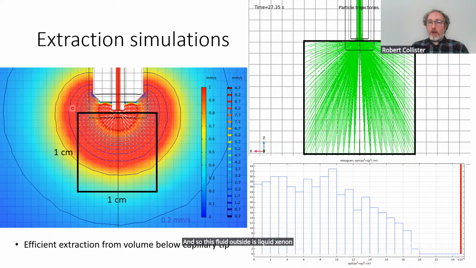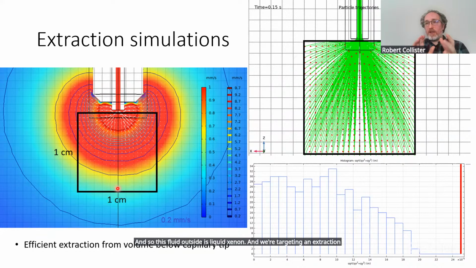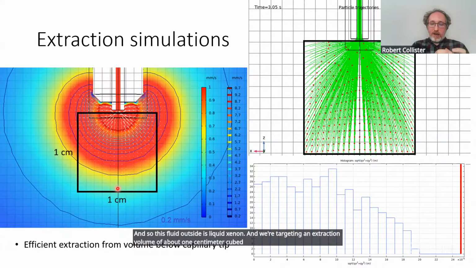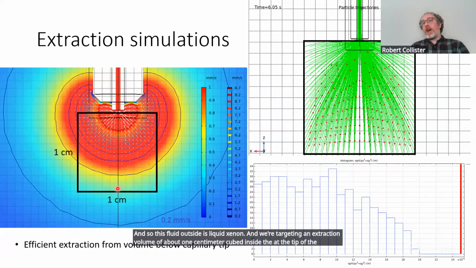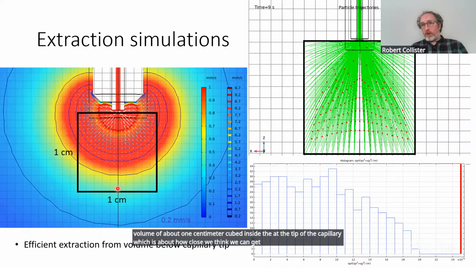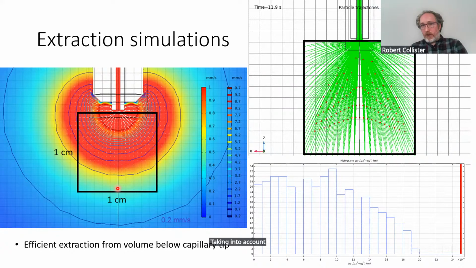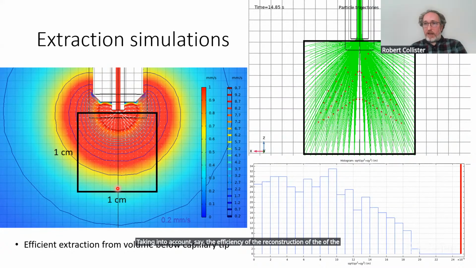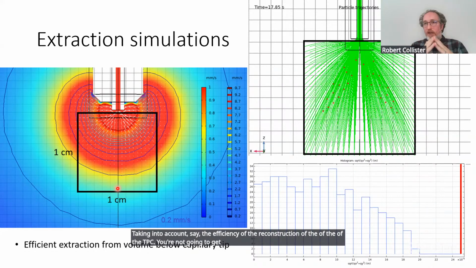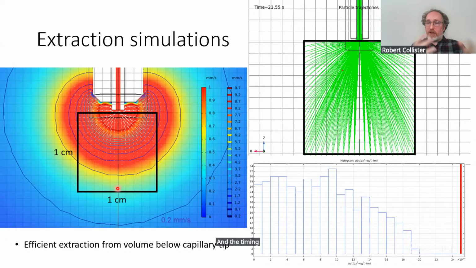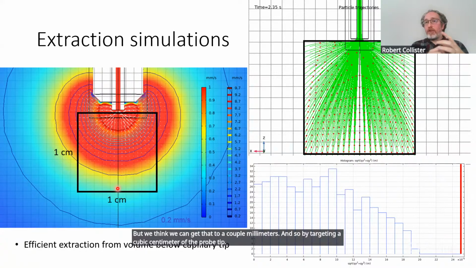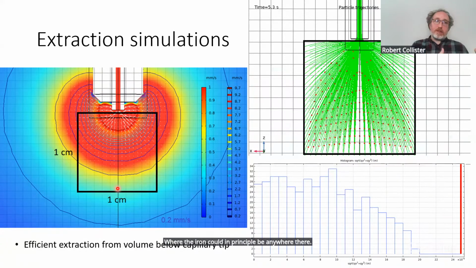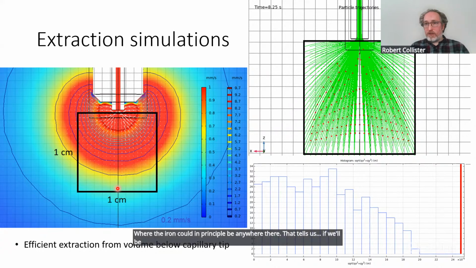And we're targeting an extraction volume of about 1 centimeter cubed at the tip of the capillary, which is about how close we think we can get the probe tip to a decay event, taking into account, say, the efficiency of the reconstruction of the TPC. You're not going to get sub-millimeter accuracy in the position because of the spacing of the wires and the timing resolution of the pulses and things like that. But we think we can get that to a couple millimeters. And so by targeting a cubic centimeter at the probe tip, where the ion could, in principle, be anywhere there, that tells us if we'll be able to fish out those ions or not.